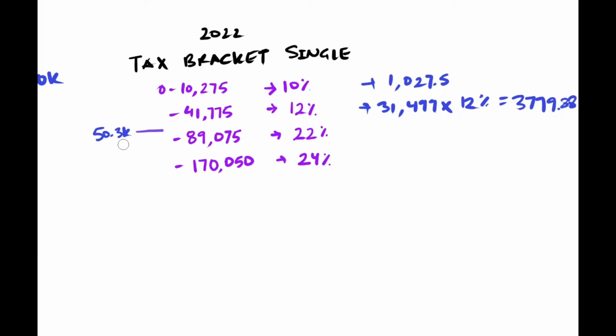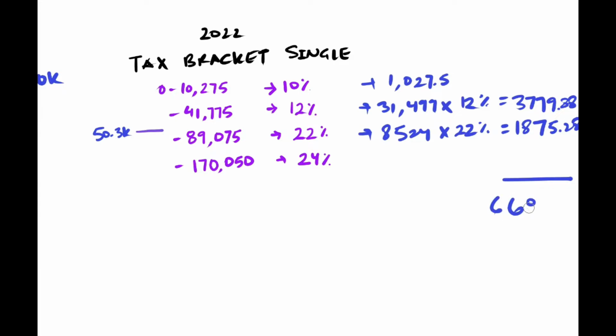3779.88. Now the next would be from 41,776 to 50.3. This equals $8,524 times 22% because it falls under that bracket. That equals $1,875.28. Now we can add all of this together, and that equals $6,682.66. So that's the amount of taxes we have to pay on $50,300.